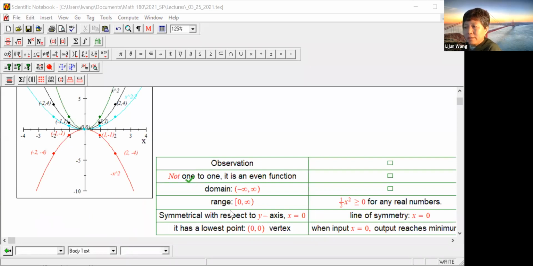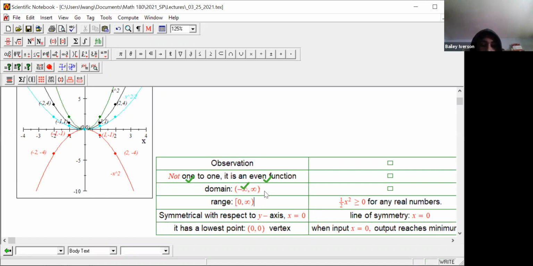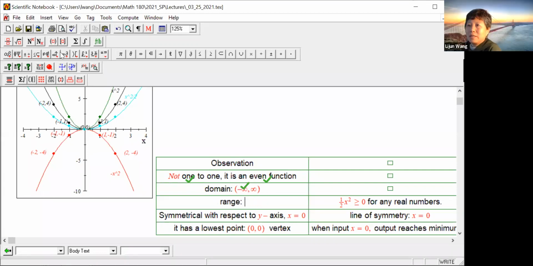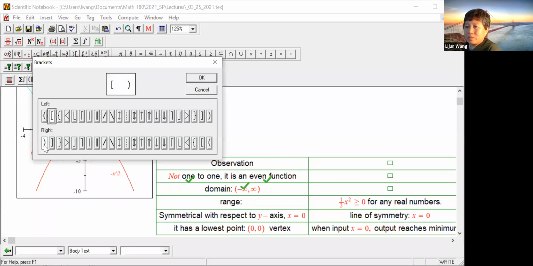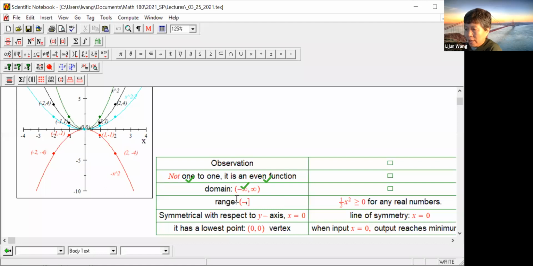It's still not a 1-to-1, that's true. Even function, domain, range. Is the range the same anymore? No, it would be negative infinity. That's right. So the range needs to be changed. Okay, the range needs to be written this way: negative infinity, comma 0.